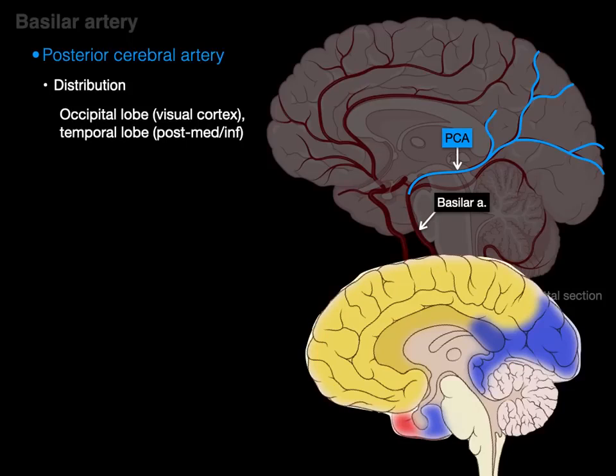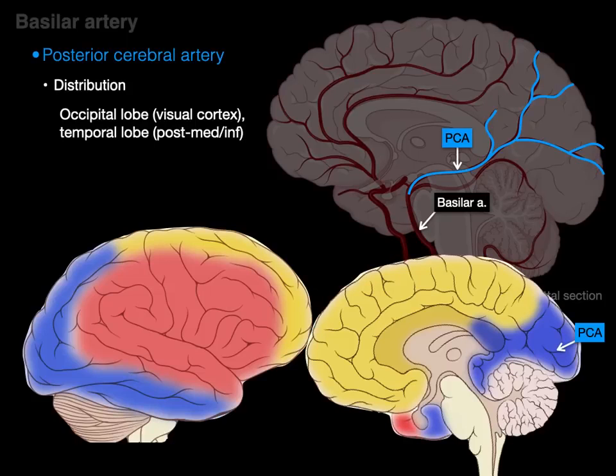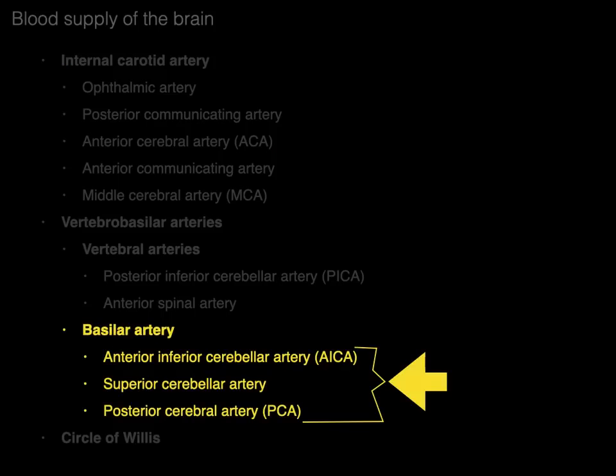In this picture, the mid-sagittal view, the posterior cerebral artery in blue supplies the occipital lobe, and then that posterior medial surface of the temporal lobe. And in the lateral view, you can see the posterior cerebral artery in blue supplying the occipital lobe and also the bottom or inferior portion of the temporal lobe.